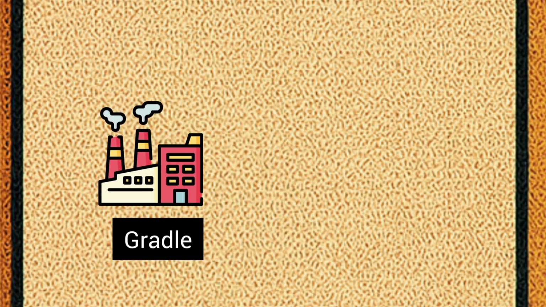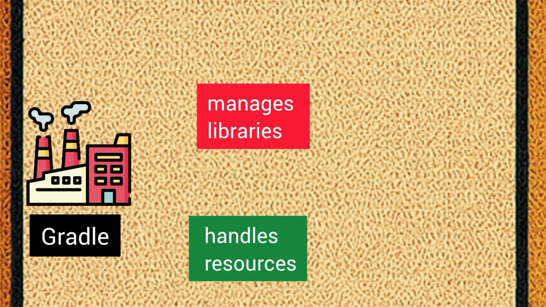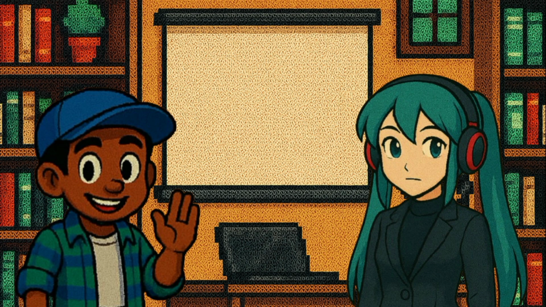It doesn't just compile your code. It also manages libraries, handles resources, runs tests, signs your app, and prepares it for release. Every time you click Build or Run, Gradle starts working. It follows build scripts, step-by-step instructions on what to do.